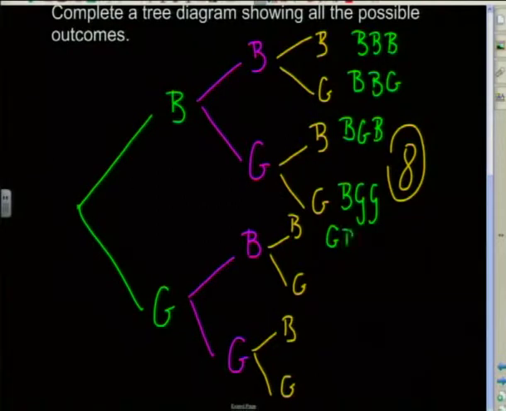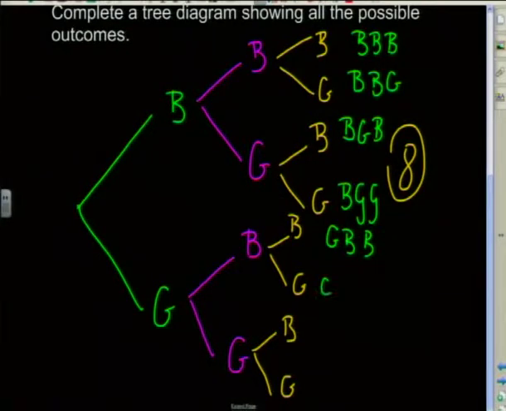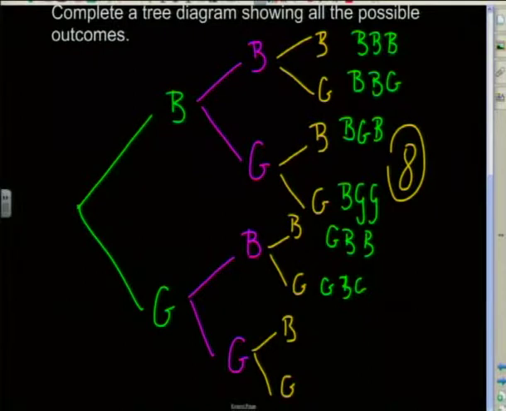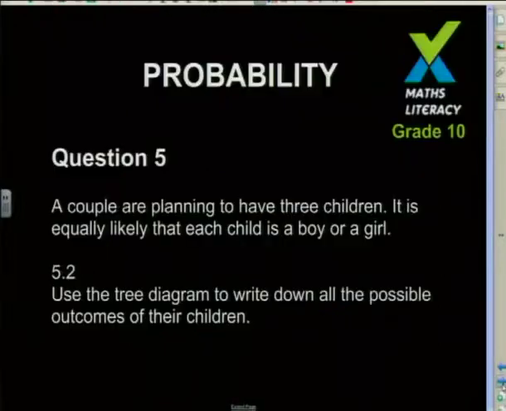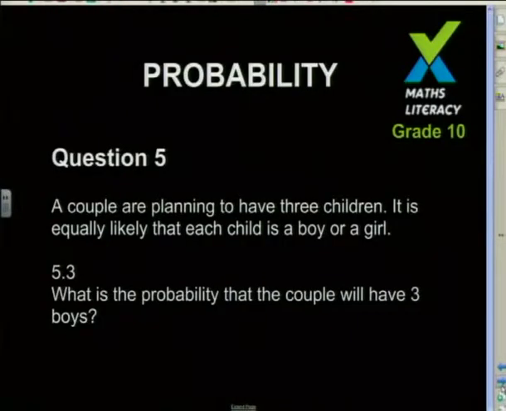Now we've got girl, boy, boy. Girl, boy, girl. And lastly, girl, girl, boy. And finally, 3 girls. So there's all our outcomes. So we've done that part of the question. Now let's read the next part of the question. So we've done the tree diagram, we've drawn our possible outcomes.